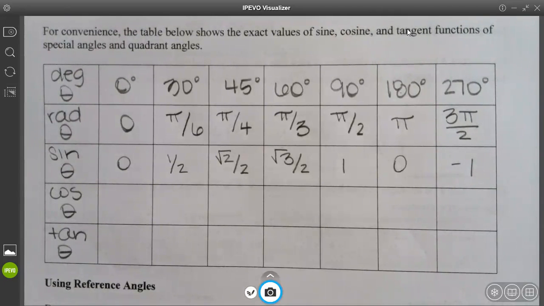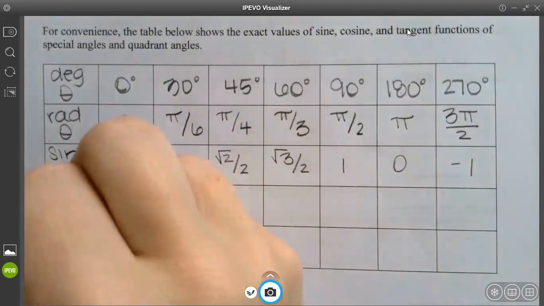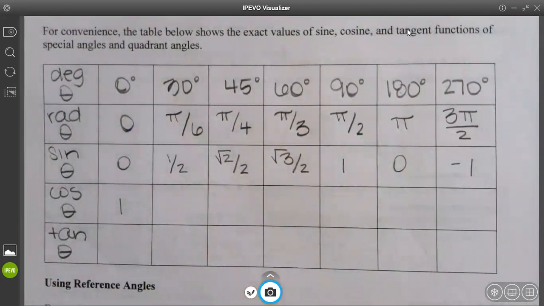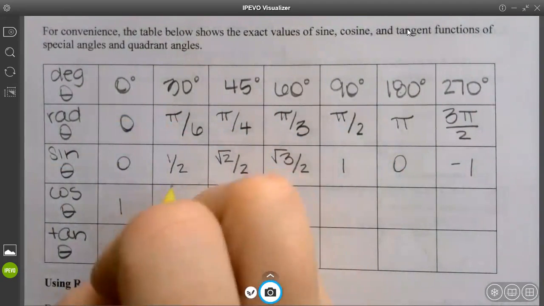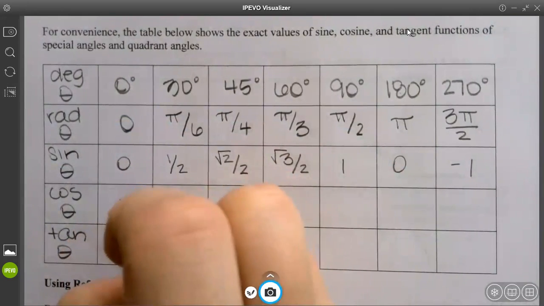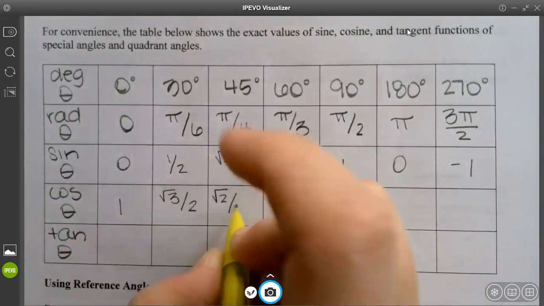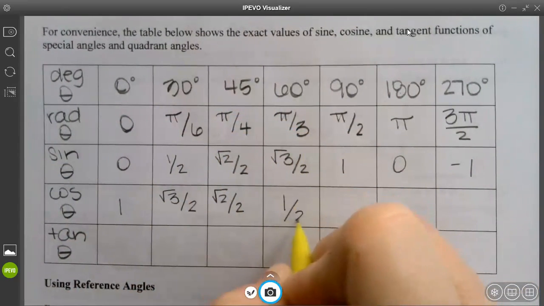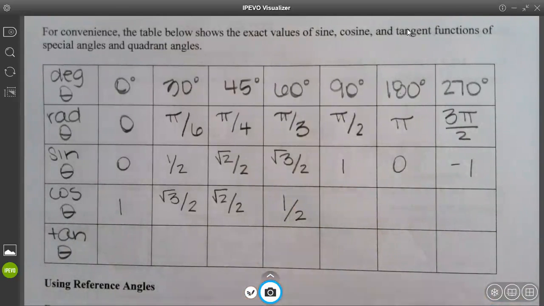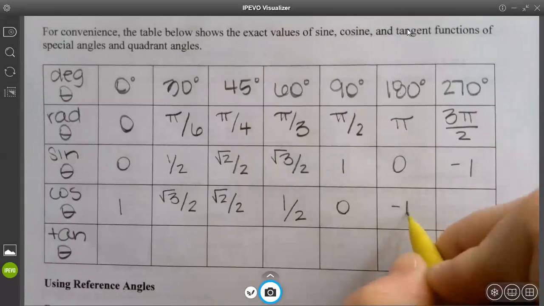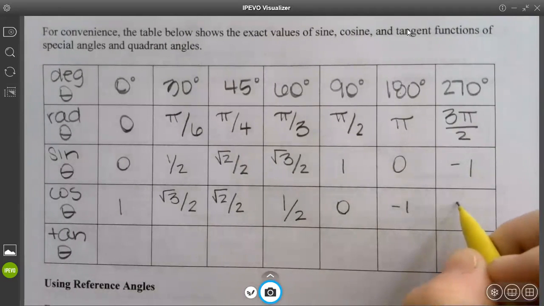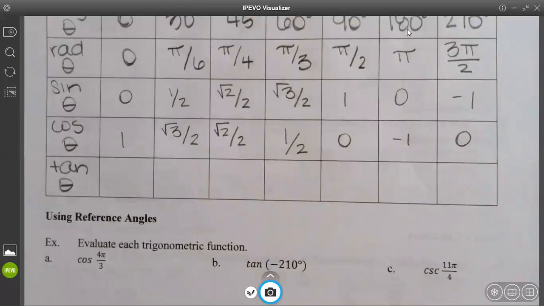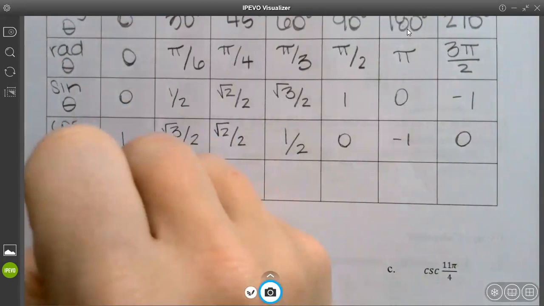Cosine is going to be all the x coordinates. So 1, 0. At 30 degrees, square root of 3 over 2. At 45, square root of 2 over 2. At 60, 1/2. At 90, your x coordinate is 0. At 180, your x coordinate is -1. At 270, your x coordinate is 0. So notice where we get this from. Again, you don't have to memorize this chart. You should know it from the unit circle.